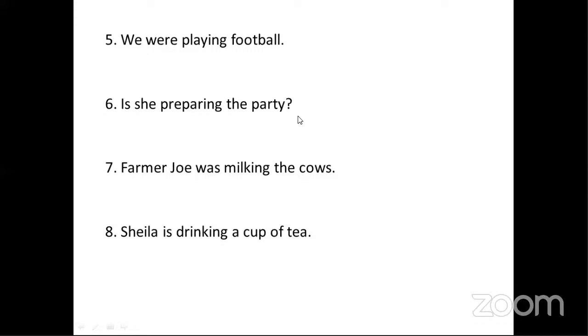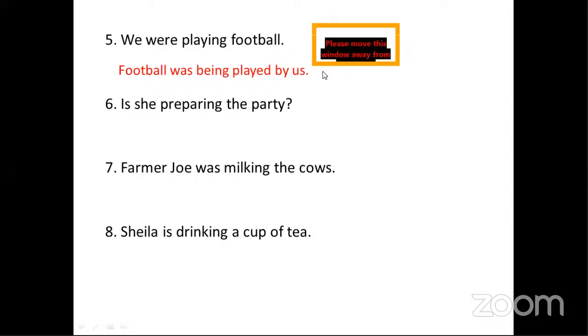Right, I will share my answers with you. We were playing football. Football was being played by us. Why did I use was here? Because our sentence is in the past continuous tense. So the football was being played by us. You have to get the past participle verb of that. Then we is changing into us.